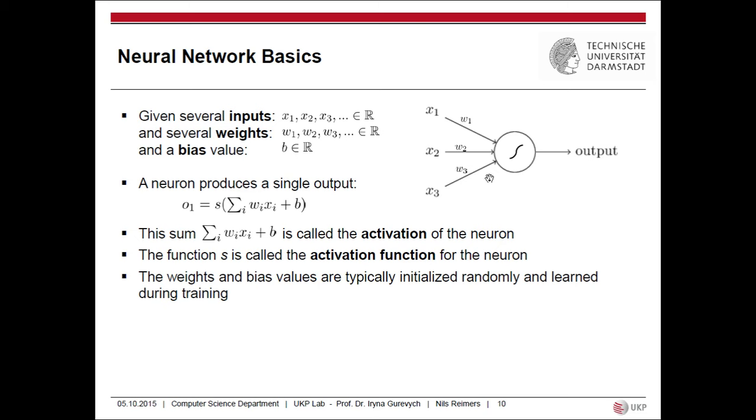The weights and bias values are initialized randomly. The inputs are given from your data, and the weights and bias values are updated during training time. So at the end, the output you get is, for example, your label for the task.